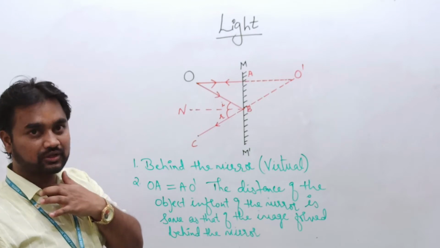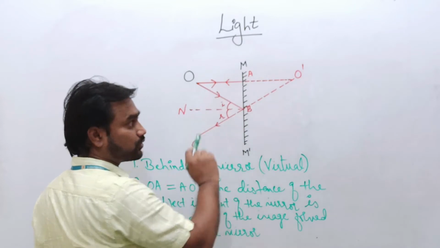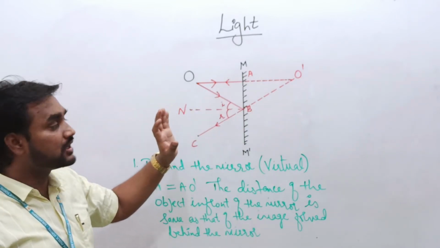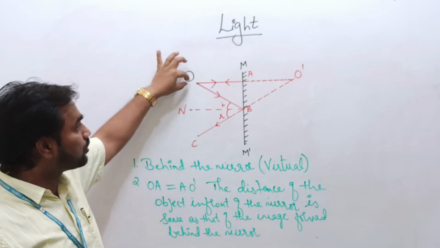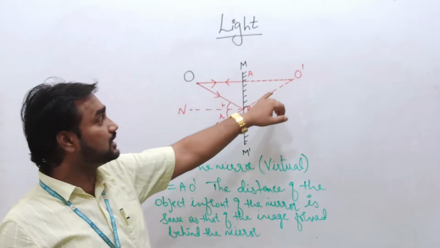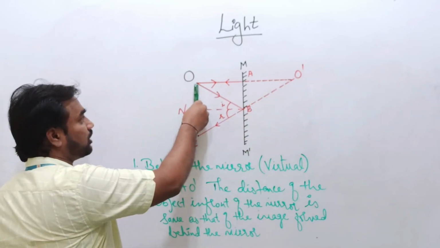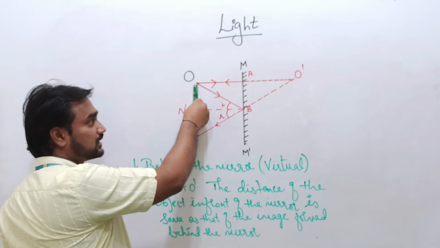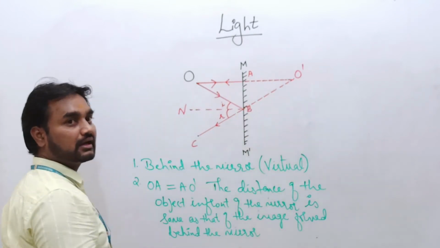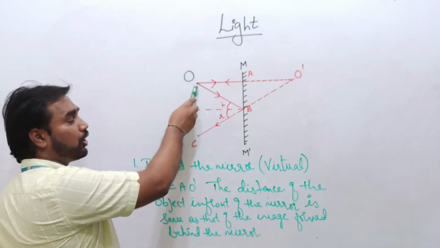You can see here, the size of the image would remain the same. Here this is a point object, so whatever the diameter that object has, the diameter will be the same. If it is a length, if I have kept the object here, the marker, then the same length, the same size of the marker would appear in the plane mirror. So this is the point object I have taken.